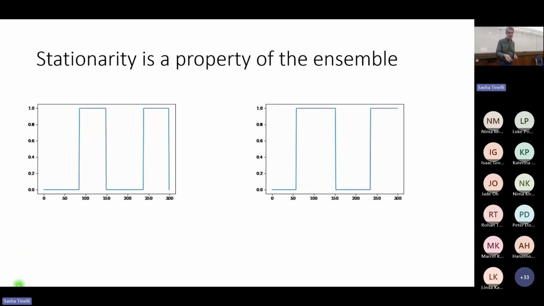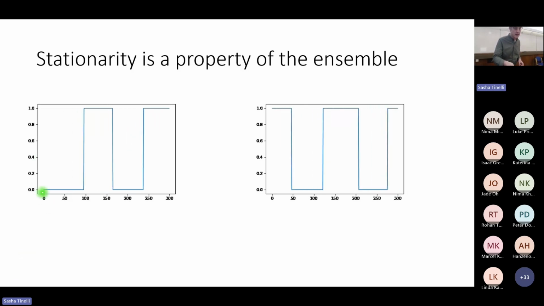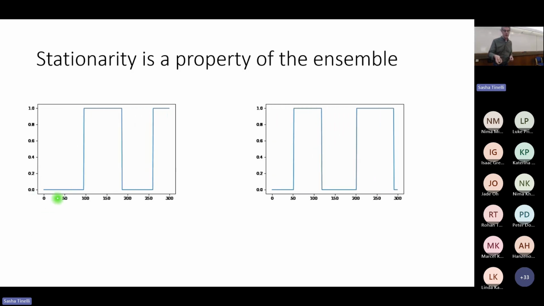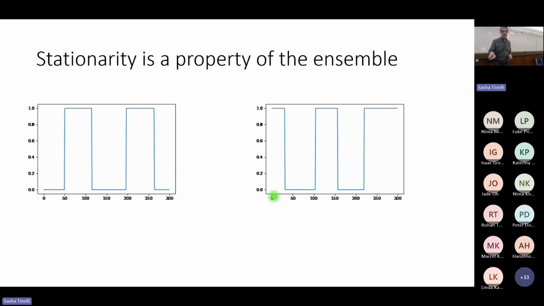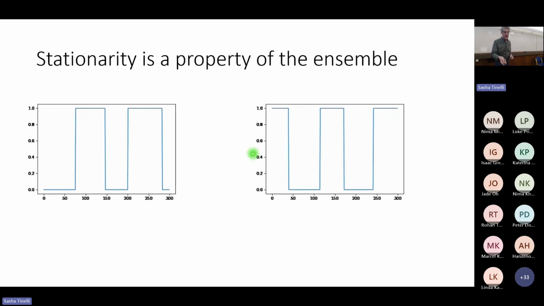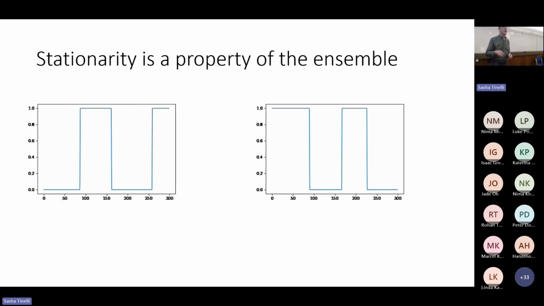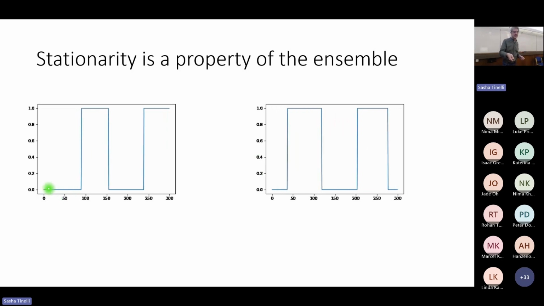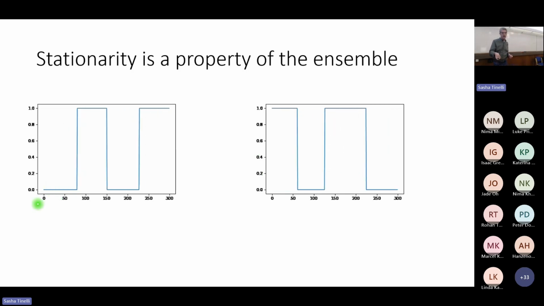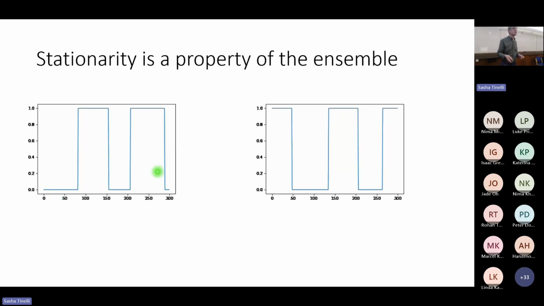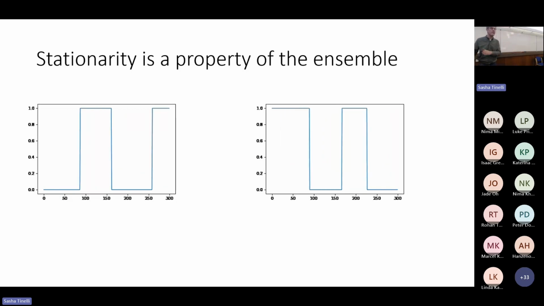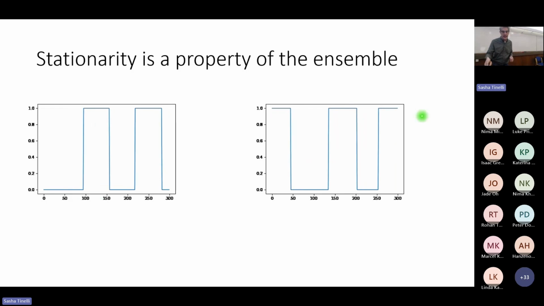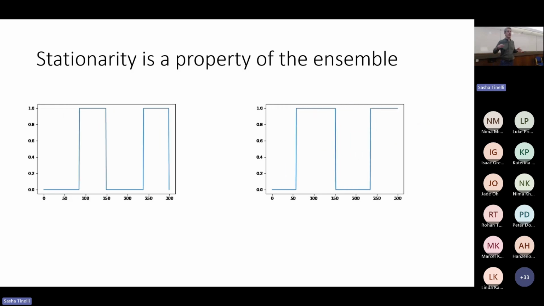The reason the one on the left is not stationary is that if you look at time 0, it always starts at 0, right? The one on the right sometimes starts at 0, sometimes starts at 1. If it always starts at 0, then it's not invariant to these shifts, right? Because it means that at 0 we've always got a 0, but at 200, sometimes we've got a 0, sometimes we've got a 1. So it's not invariant to the shift. So it's not stationary, the one on the left. The one on the right is stationary. It's not about anything else.